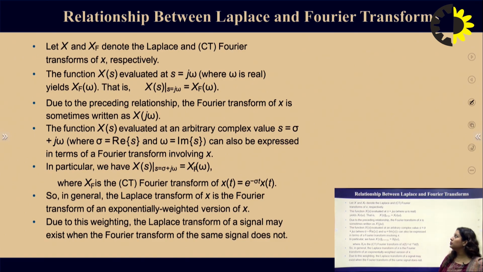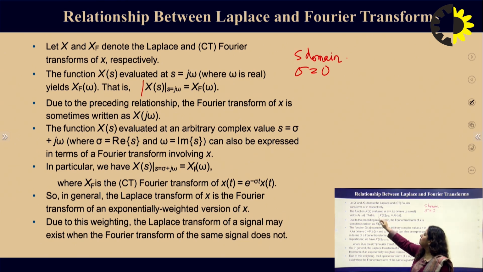So as I have told you, the Fourier transform can be easily written in terms of the Laplace transform if we put only sigma equivalent to 0 in the S domain. If we take sigma equivalent to 0, the Laplace transform is automatically converted into a Fourier transform. Suppose X(s) and X_F denote the Laplace transform and CTFT of capital X respectively, then the function X(s) evaluated at s equal to j omega, where omega is real, can be written as X_F of omega.